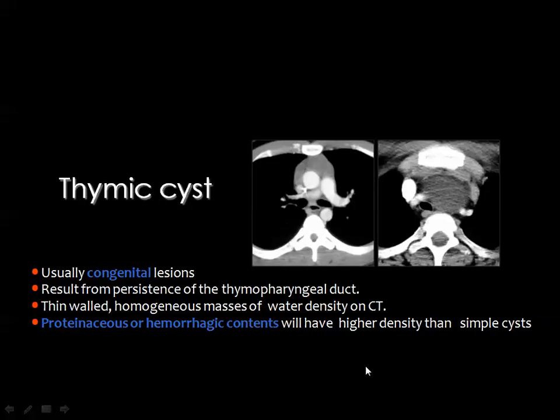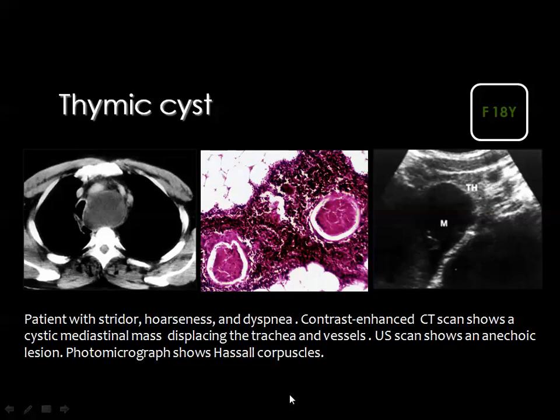And the thymic cyst is a congenital lesion, and it may result from the persistence of the thymopharyngeal duct. The cyst will have the typical cyst criteria with clear water content and paper thin wall. However, some proteinaceous or hemorrhagic contents will increase the density of the cyst and also will change the signal intensity of the thymic cyst. And this is an anterior mediastinal cyst which is located along the left paratracheal area, compressing the trachea and displacing the vascular structures.